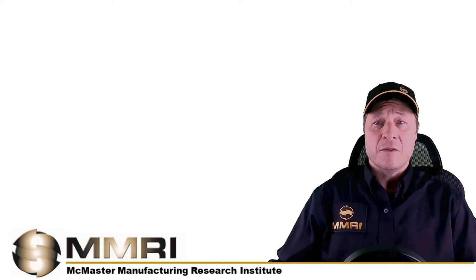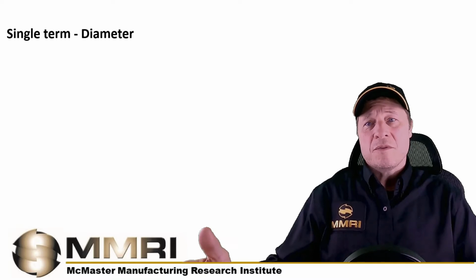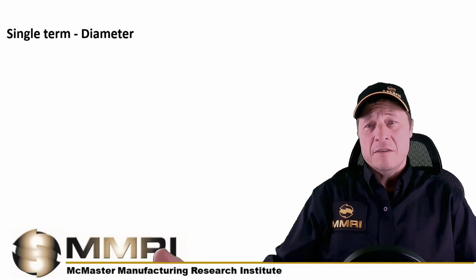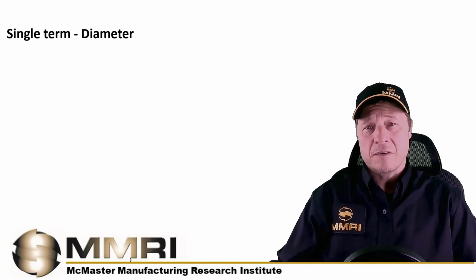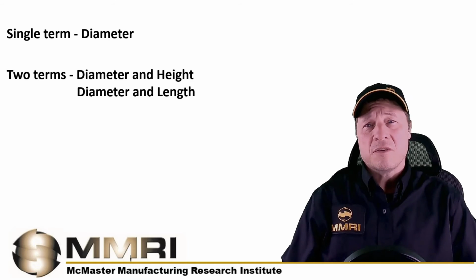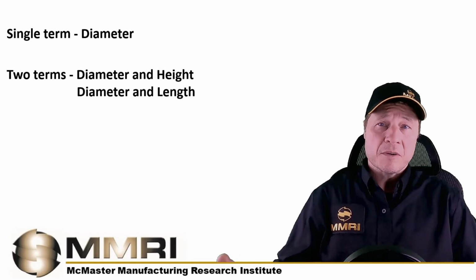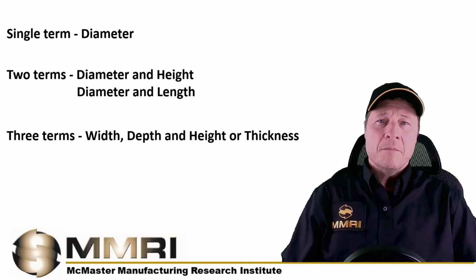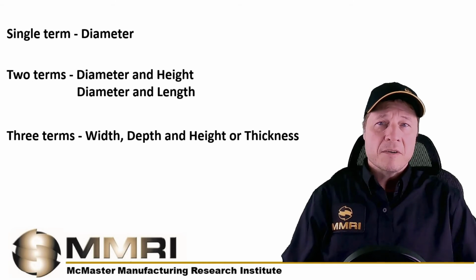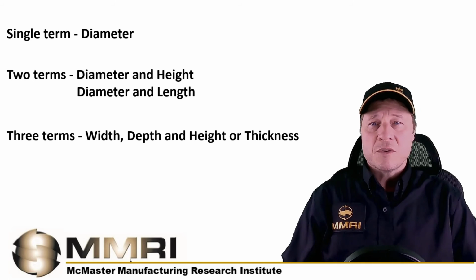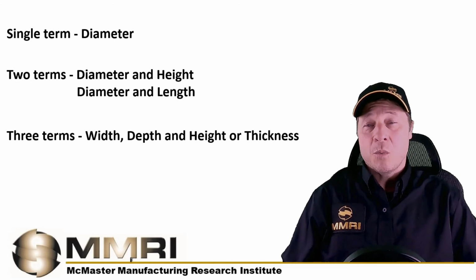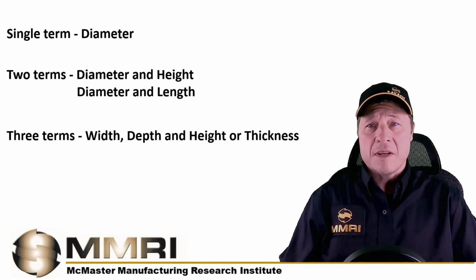So by way of review, we know that when we need to describe a part on a print to be manufactured, we can do so in some cases in a single term, diameter. In other cases, two terms are required, diameter and height, or diameter and length. But in most cases, when describing a part to be manufactured, we would do so in three terms, that being width, depth, and height, and sometimes height is described as thickness.